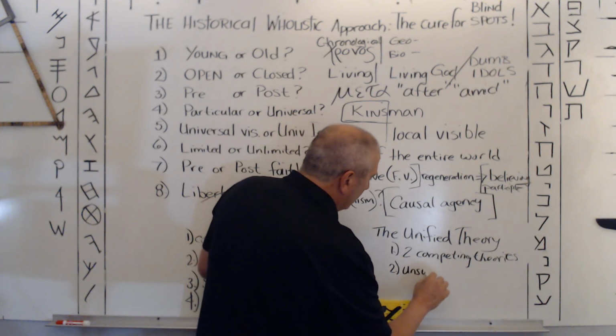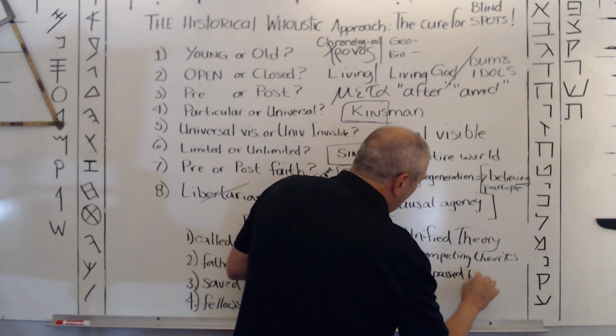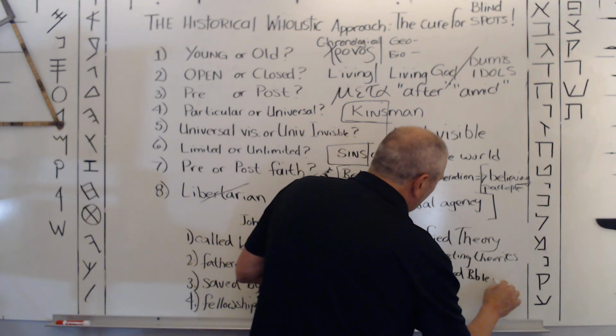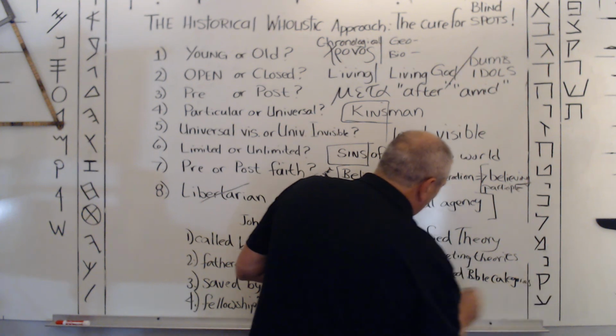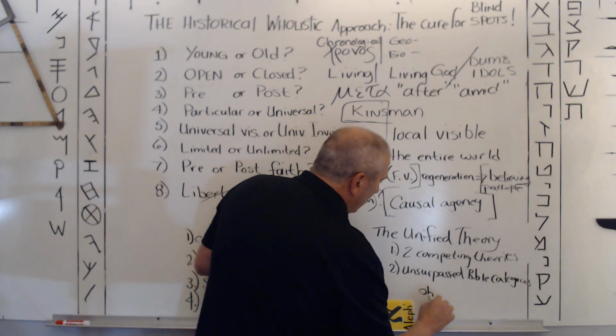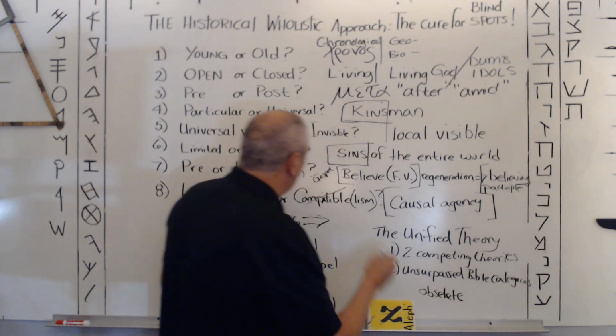When, for example, something is unsurpassed, then we'll just say the Bible categories, unsurpassed Bible categories, words, running out of room. So that makes the previous categories over here obsolete.